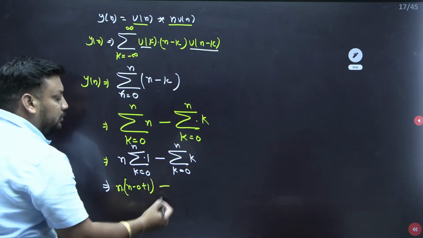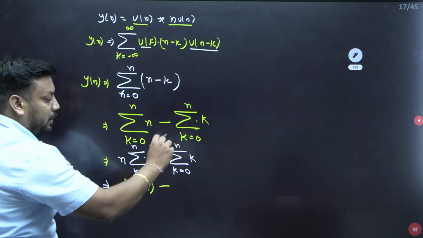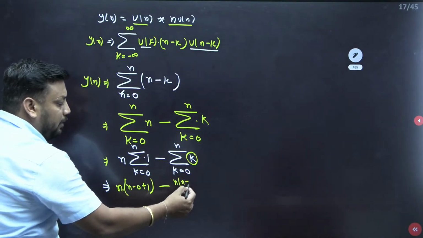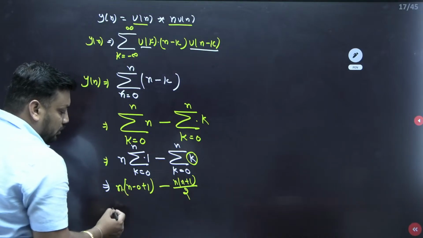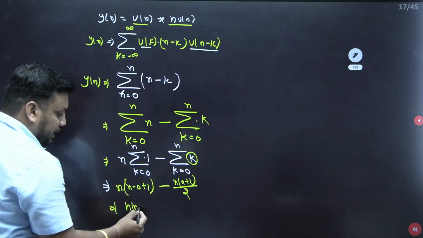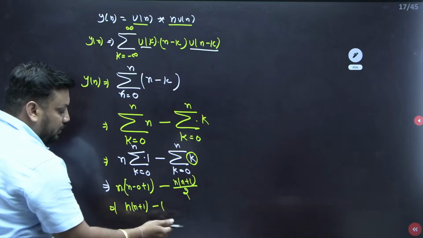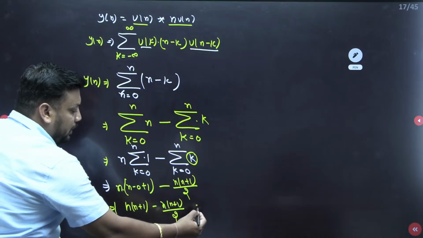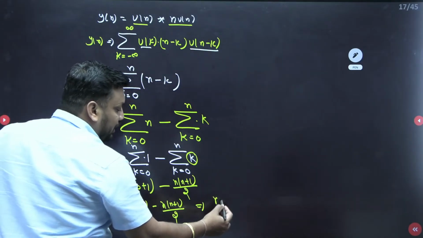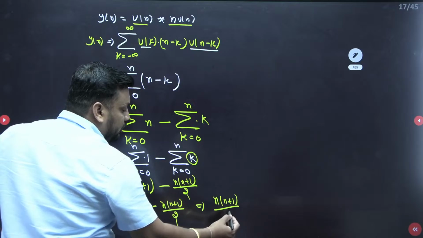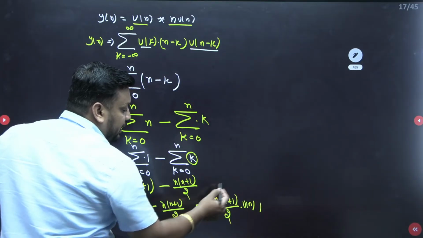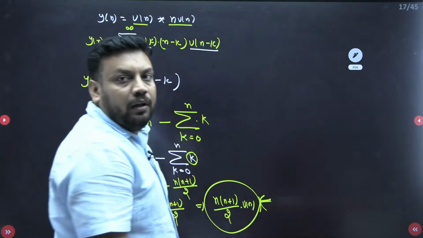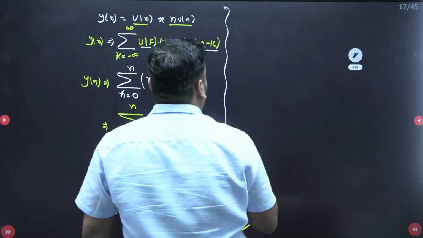And here what will you get? Again upper limit minus lower limit. So here is k, it means n into n plus 1 upon 2, yes or no? So ultimately it is n into n plus 1 minus n into n plus 1 upon 2. So 1 minus half is nothing but half. So the final answer remains the same: n into n plus 1 upon 2, and because it is on the right-hand side, multiply with 1, so u of n. So the result remains the same: n into n plus 1 upon 2 into u of n.